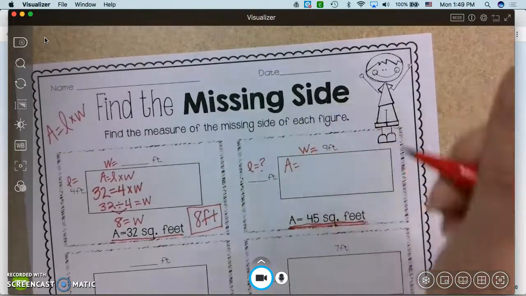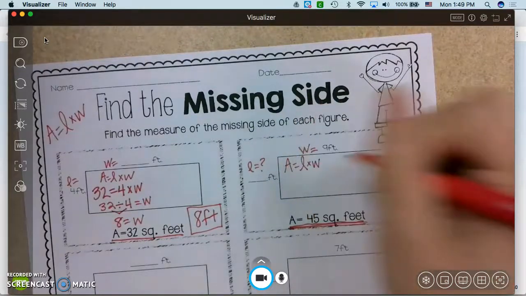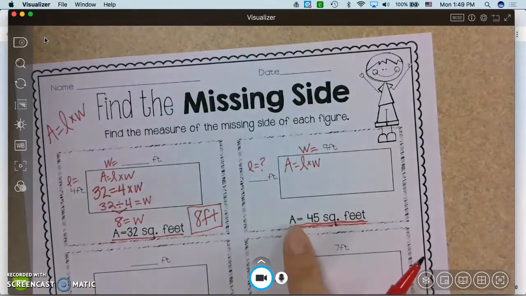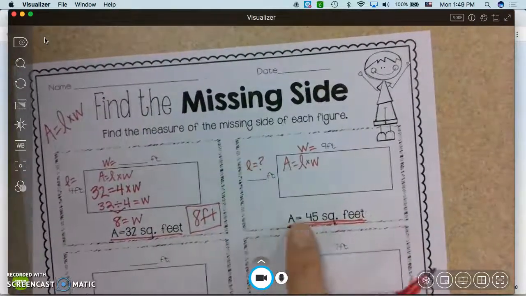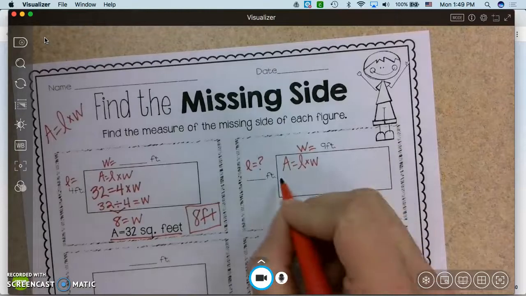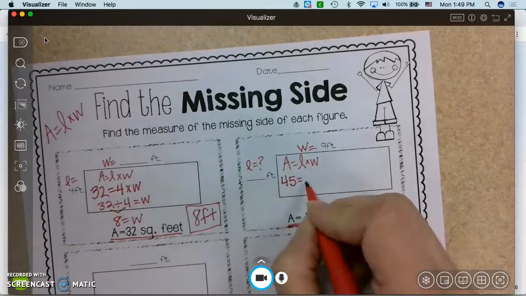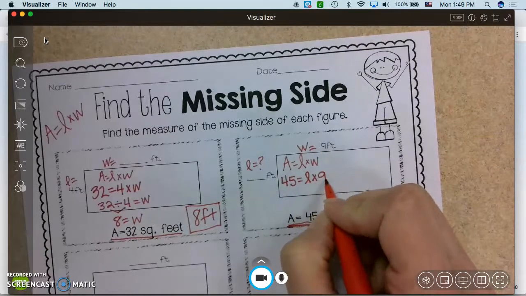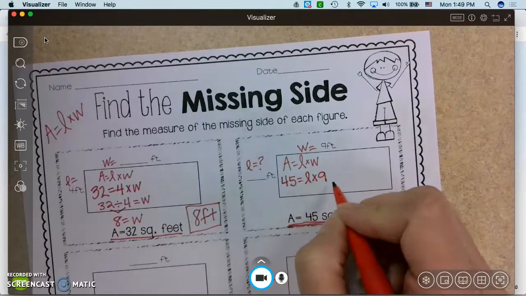And the formula for the area of a rectangle is area equals length times width. It wouldn't do me any good to use the perimeter formula on this one because they didn't give me the perimeter. So I wouldn't be able to substitute in enough stuff. I'd have my perimeter missing and my length missing. This way I only have the length missing because I know the area is 45. So where I have the A, I'm going to put in a 45. I don't know my length, so I'm going to leave it as L, and then my width is 9. So now I know that 45 is equal to L times 9.